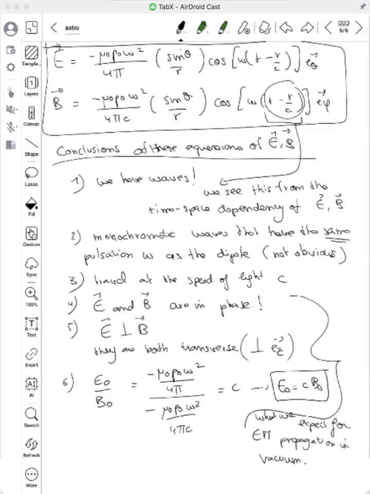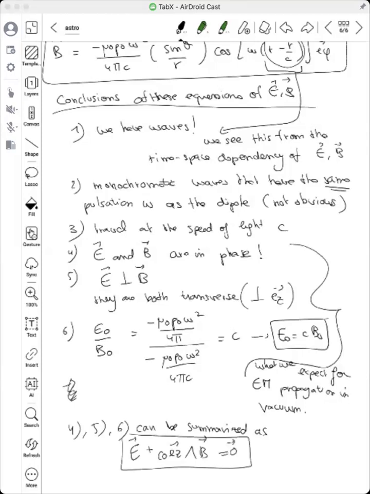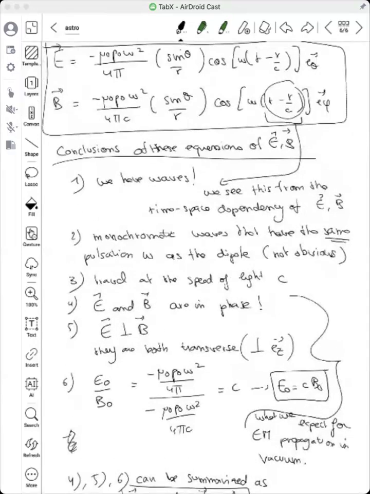Right, we had in vacuum that E. Actually, I can summarize: 4, 5, and 6 can be summarized as E plus C0 EZ cross B equal to 0, which is exactly what I had in vacuum. Okay, now let's still nuance this a bit. Okay, we need a bit of nuance.